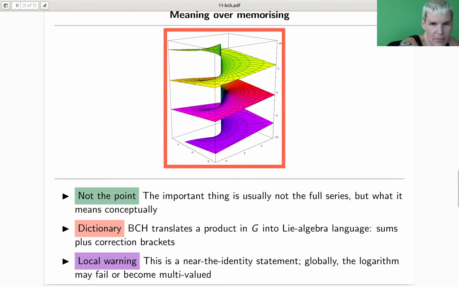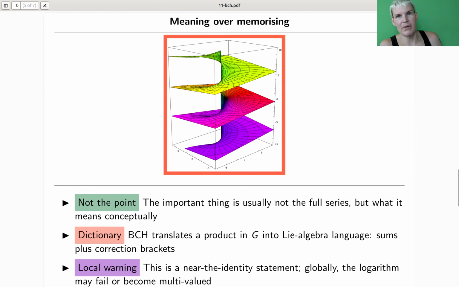And do we really need to memorize the Baker-Campbell-Hausdorff formula? Nah, we don't need to. If you want to, you're free to. Some people like to memorize the first 5 million digits of pi. If you want to do that, go for it. But you don't have to. Not the point, right? The important thing is usually not the full series. Usually you just take some terms of it anyway. And what it means conceptually is a little bit more important.